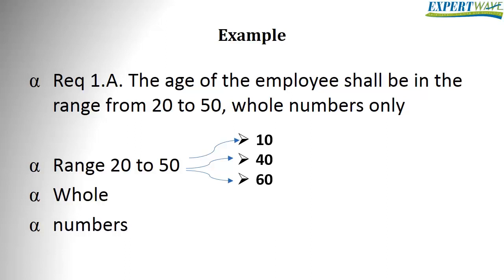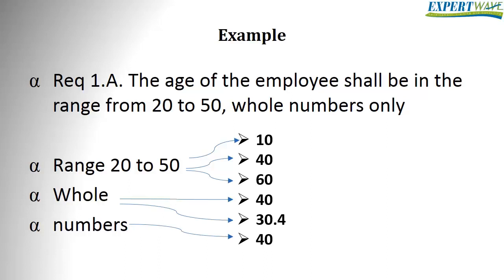The second test condition, whole. So whole numbers are valid, but non-whole numbers are not valid. So let's make sure our software does this. So let's try 40, which should be accepted by the software as a whole number, and try 30.4, which should be rejected by the software because it's not a whole number. Last test condition, numbers. So let's try 40, which should be accepted by the software, and try XYZ as characters, which should be rejected by the software.